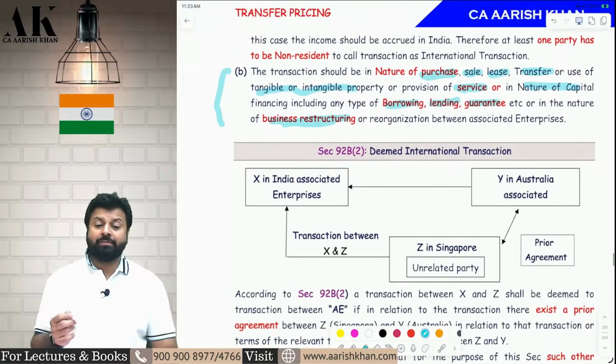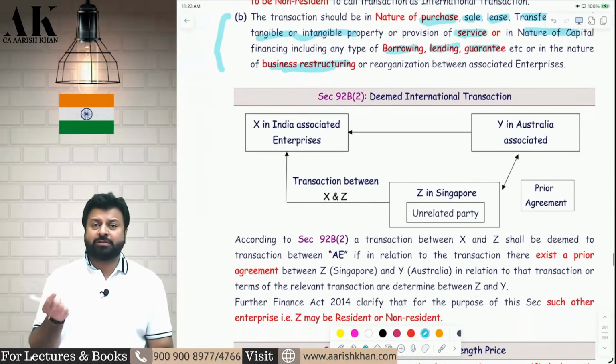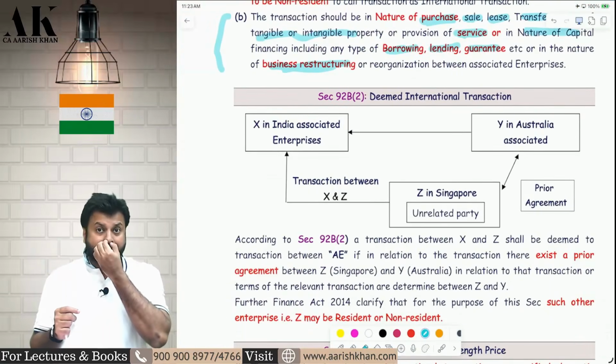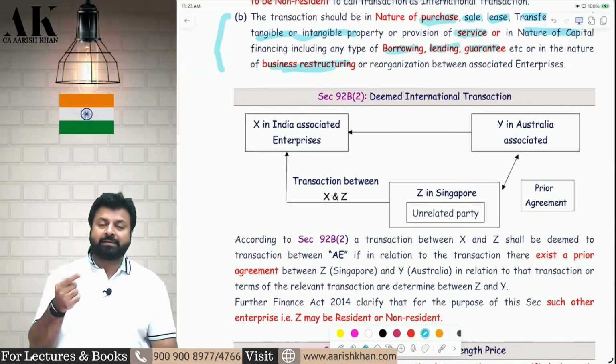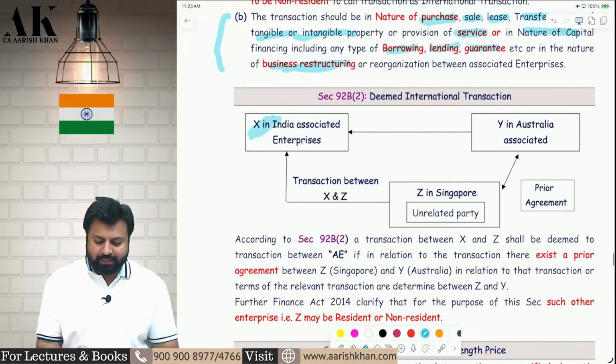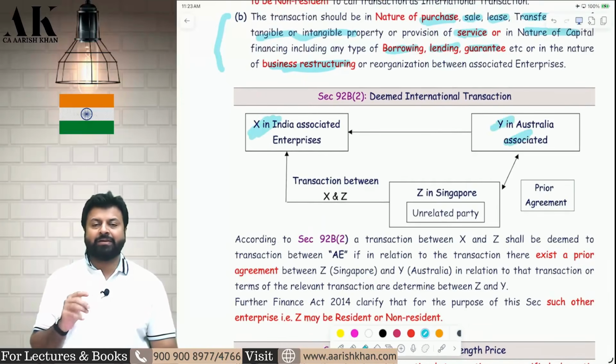Now let's talk about what is a deemed international transaction. Deemed international transaction has been put under section 92B subsection 2 with some intention, where the assessee is trying to evade tax. Now pay attention please. X is in India and Y is in Australia and X and Y are associate enterprises.